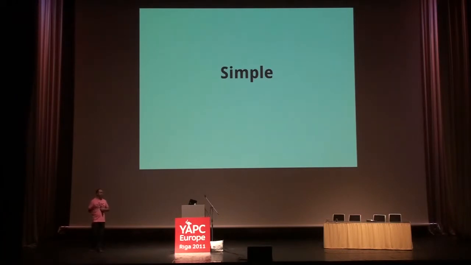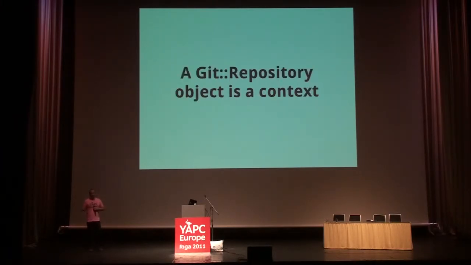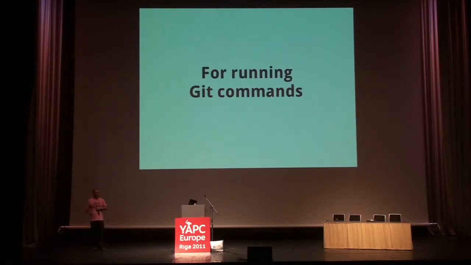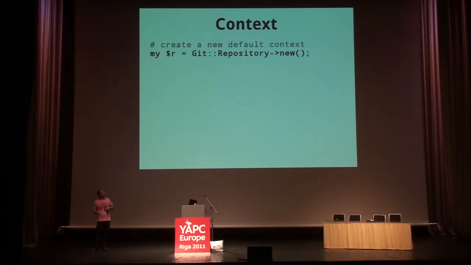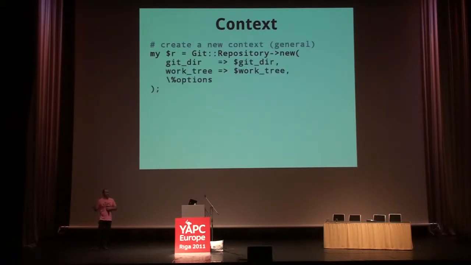So I want it to be simple, and that starts with a simple interface, different from Git.pm. A Git::Repository object is just context for wherever your Git repo lives, wherever the working directory lives. It's basically a hash with two keys. So that's the context for running Git commands, which means you create a new context like this, calling the new method. And of course, there are a number of options to tell it where your Git dir is, where your work tree is. You can pass a few options that will be used for every command, which I will talk about later.